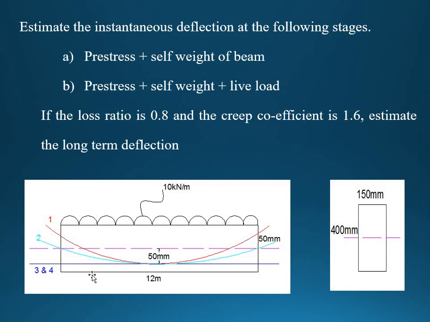Now it is for third and fourth cable, both are in the same line, same position. It is having a constant eccentricity of 50 mm. See here, whatever I said, from here to here it is 50. For third and fourth cable, eccentricity is same. Like this we should draw a diagram, and this is a cross section of 150 mm by 400 mm cross section. So let's start with the calculations.